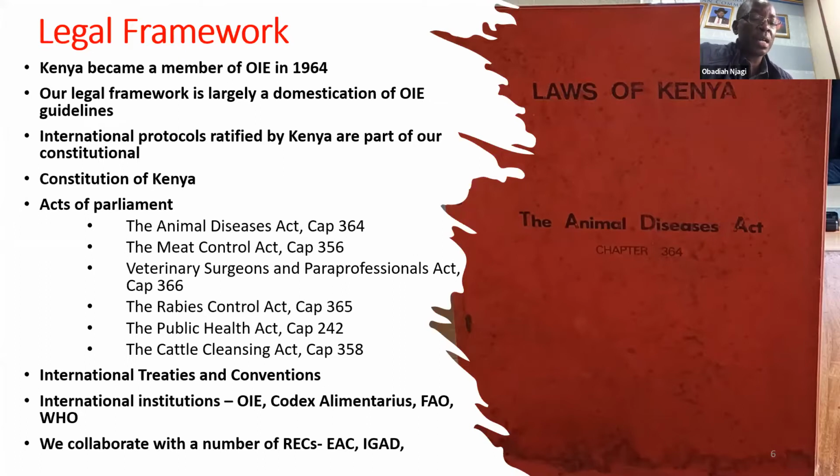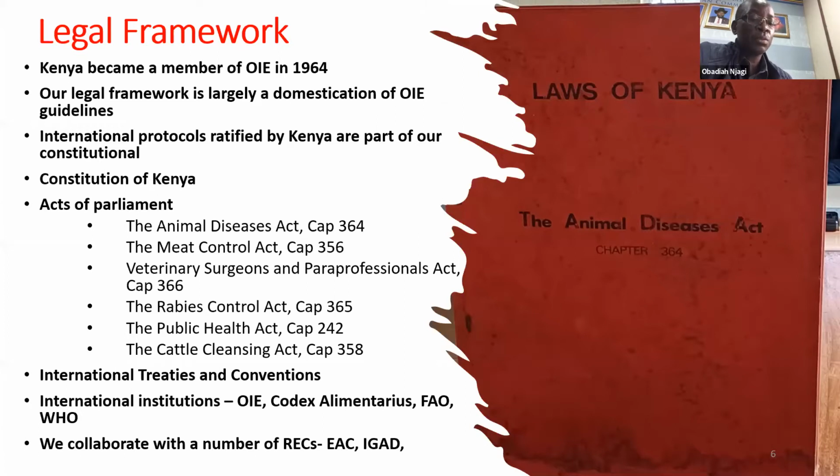We are in the process of reviewing some of these acts, especially the Animal Diseases Act, the Meat Control Act, and the Cattle Cleansing Act, to bring them in line with the new realities and of course the setup of our current government, being governed at two levels, the national level and the devolved county levels. So we are trying to make sure that the old laws are sensitive to the current setup of government.